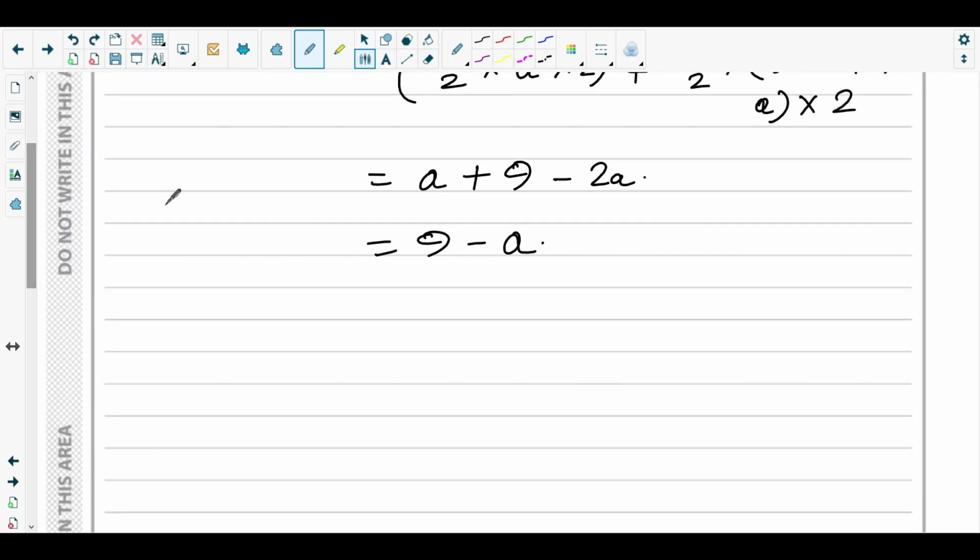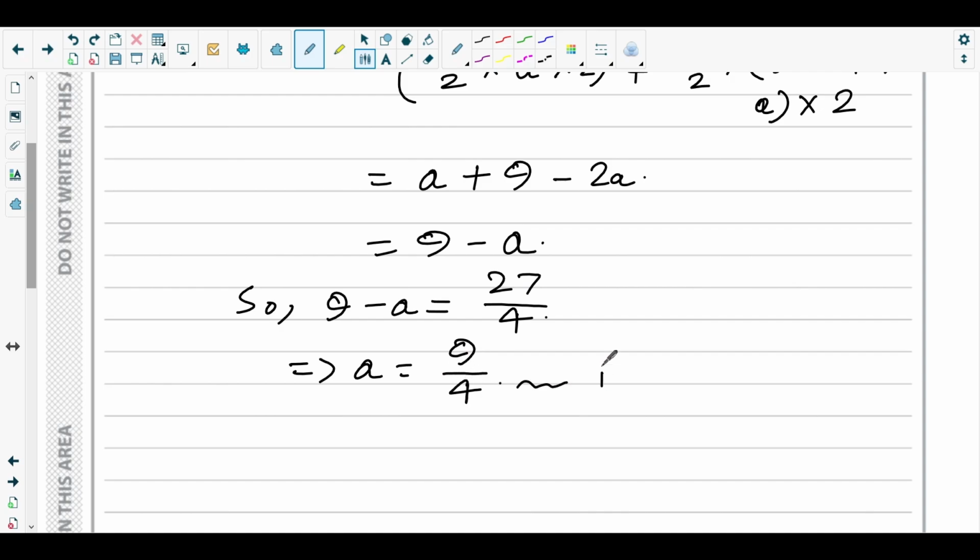Fine. So the area of region R1, it is given as what? 9 minus a equals 27 over 4. So the value for a, it is what? 9 minus 27 over 4. That would give you the value for a, it is 9 over 4. That's the answer for part 1.